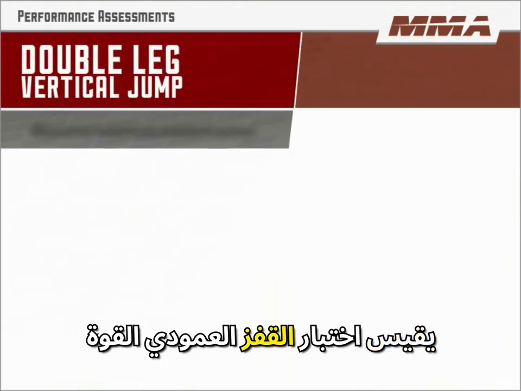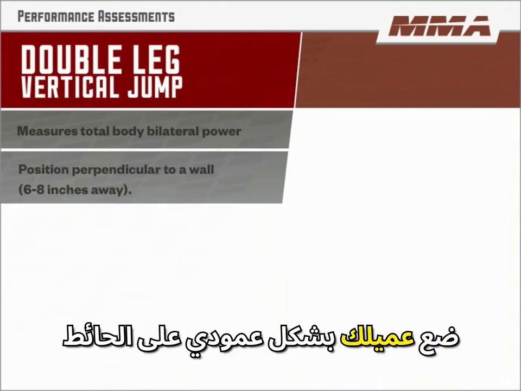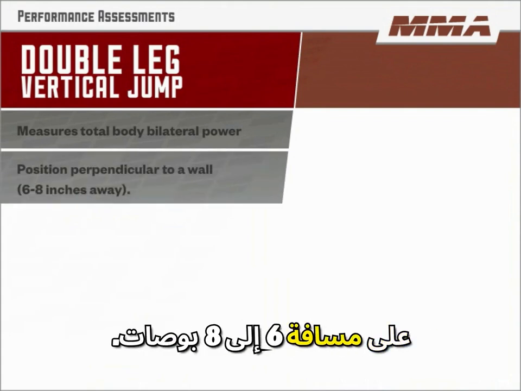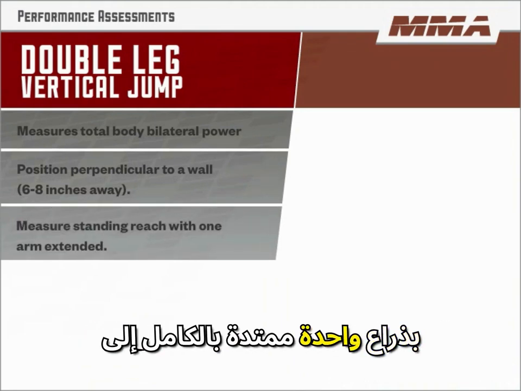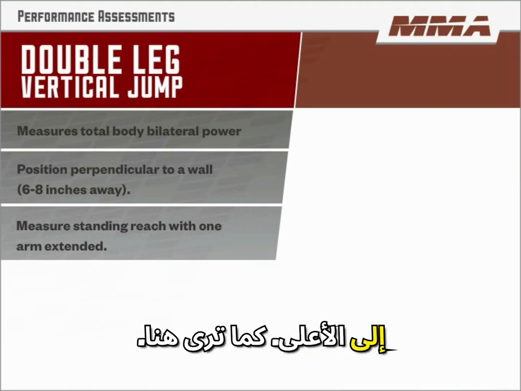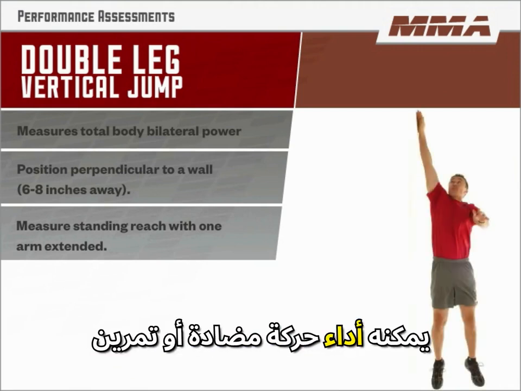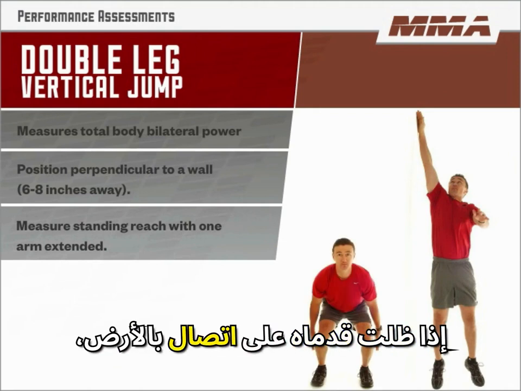The vertical jump test measures total body bilateral power. To perform this test, position your client perpendicular to a wall 6 to 8 inches away. Measure his standing reach with one arm fully extended upward. From a standing position, direct him to jump explosively upward like you see here. He can perform a counter movement or a squat prior to the jump if his feet maintain contact with the floor.